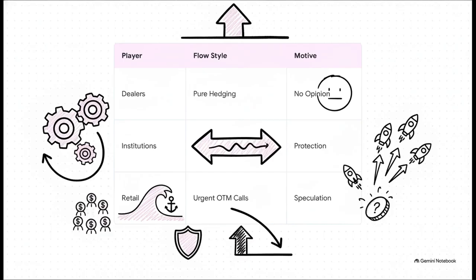Second, institutions. Their flows are slow, very persistent, and heavily focused on downside put protection. They're the ones shaping the volatility skew. Third, retail and speculators. Their flow is urgent. They constantly chase short-dated, out-of-the-money calls, and they basically just create fragile squeeze fuel.